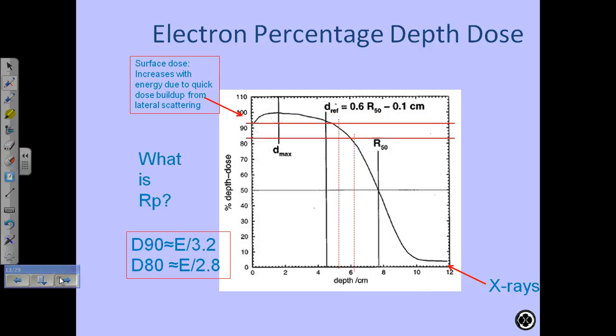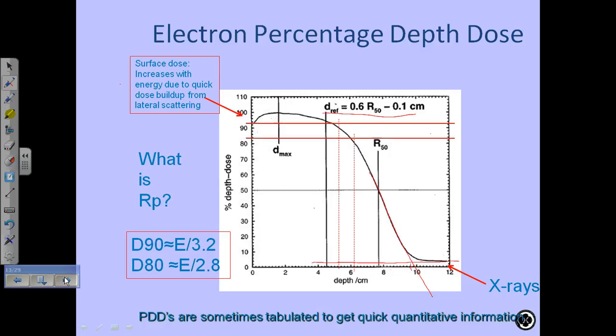What is RP? You guys know RP, right? Should I go over it again? Okay, RP is: draw a straight line from the Bremsstrahlung tail, draw a straight line from the downward portion of the curve, and at that intersection point, drop a perpendicular. That's RP. We know that. PDDs are sometimes tabulated to get quick quantitative information. Okay, that's good to know.